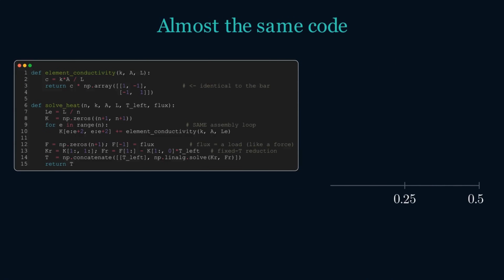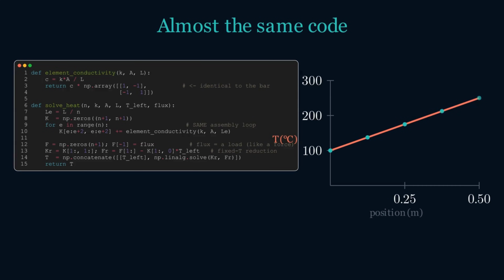Run it on a rod fixed at 100 degrees with heat flowing in, and out comes the temperature at every node rising in a perfect straight line to 250 degrees. And Fourier's law says steady conduction with no generation gives exactly a straight line. Our from-scratch solver matches it perfectly, now solving heat, with the same code that solved a bridge.